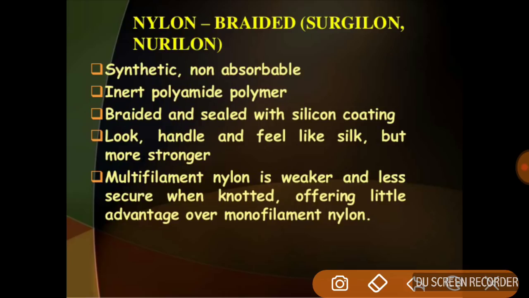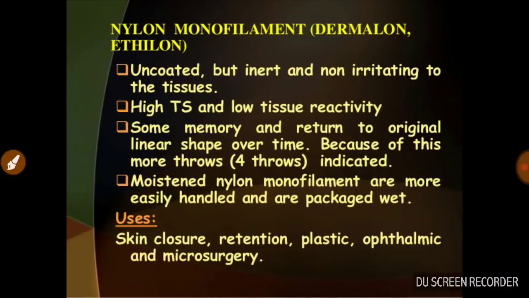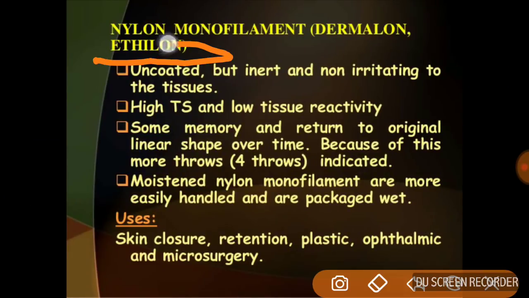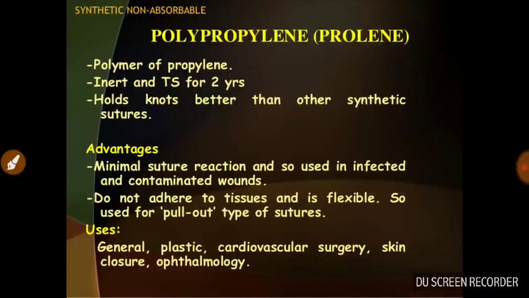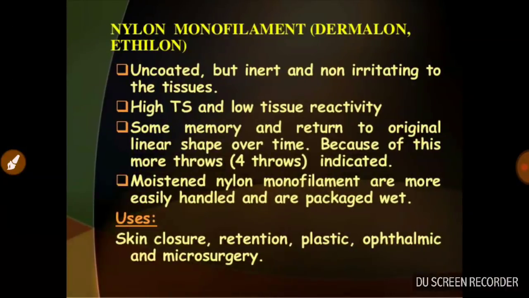Nylon braided or Surgilon is synthetic and non-absorbable, braided with a silicone coating. Multifilament nylon is weaker and less secure when knotted, and it has little advantage over monofilament nylon. Now nylon monofilament or Ethilon is another very important and most commonly used suture. So Ethilon, Vicryl, silk, and Prolene, these were very important, you should remember them.